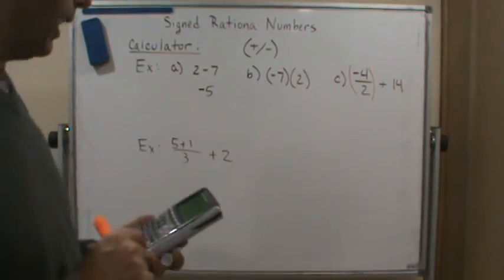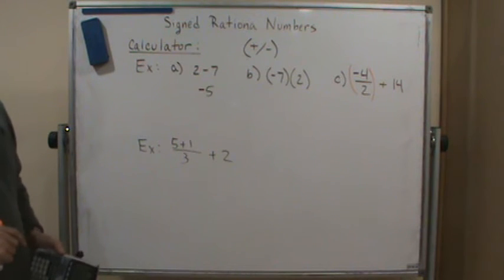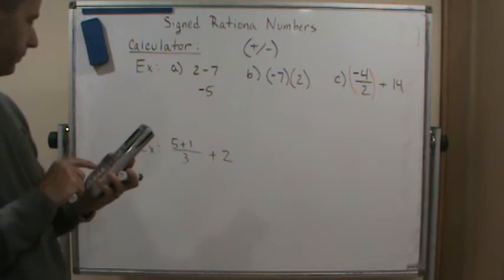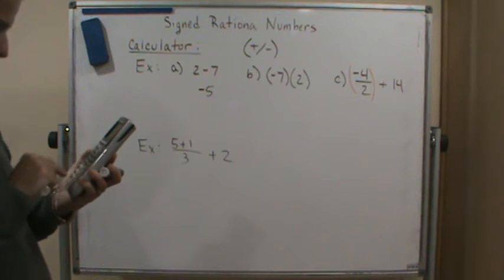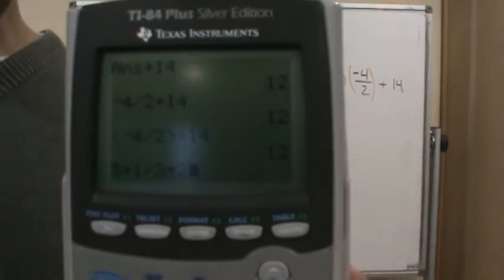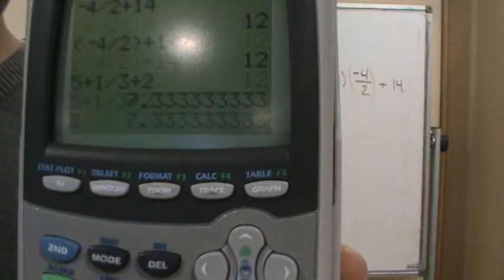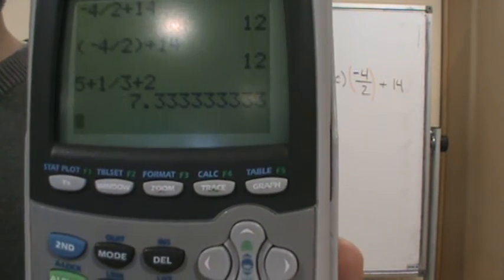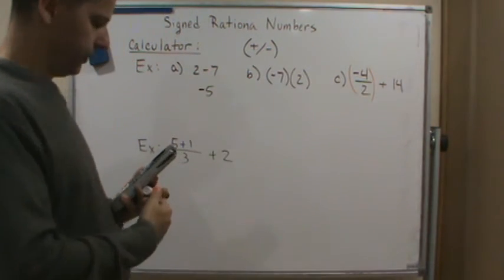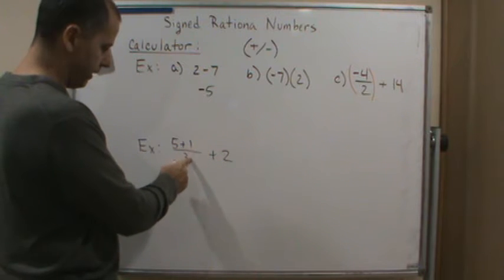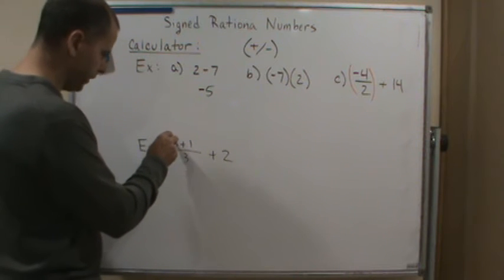Okay? Now, what about this one here? This one here, if I put it all in my calculator, I'm going to get the wrong answer. So let's do this. So now, if I put it in like that, I just typed it in the way it's written on the board, I get that. That is the wrong answer. Why? Because the calculator is taking 1 divided by 3. And that's not what you want to do. So what you want to do is this first.